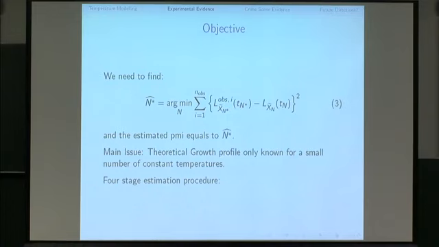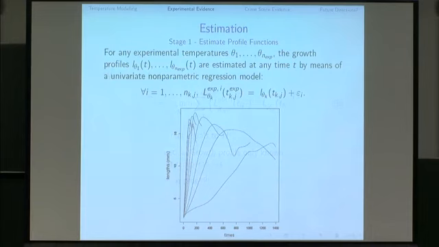The problem is that we only know a small number of constant temperatures, so we have a four-stage procedure for estimation. The first stage is to fill in the gaps, because these growth profiles only get recorded every 24 hours, when someone comes and measures each individual set of maggots. Well, that's fine, we can do some kind of non-parametric regression to fill in the gaps, so we get smooth temperature profiles for each individual temperature.